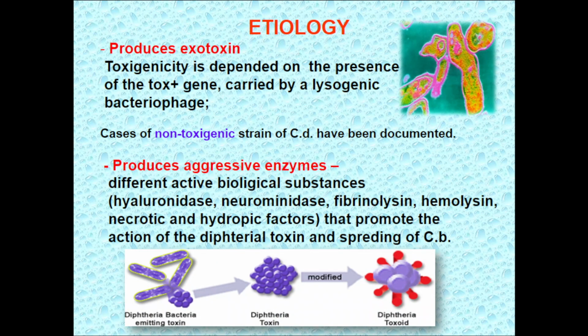So one of the important parts of its pathogenesis is that these bacteria produce exotoxin. Pathogenicity depends on the presence of the tox plus gene carried by a lysogenic bacteriophage. Cases of non-toxigenic strains of Corynebacterium diphtheriae have also been documented. It produces aggressive enzymes and different biologically active substances like hyaluronidase, neuraminidase, fibrinolysin, hemolysin, necrotic and hydrolytic factors that promote the action of the diphtheria toxin and spreading of Corynebacterium.